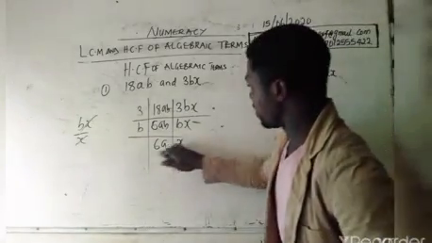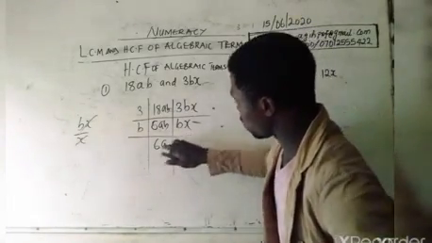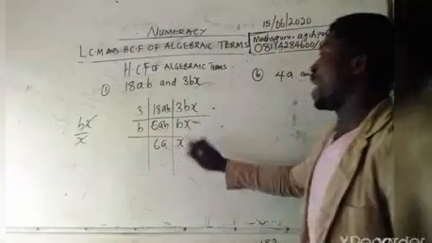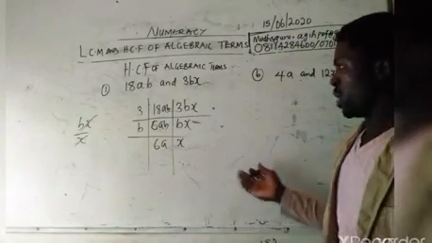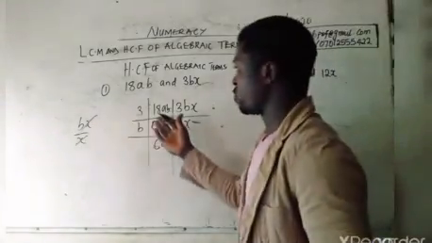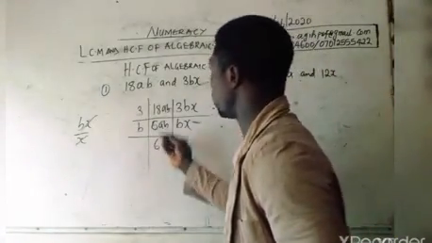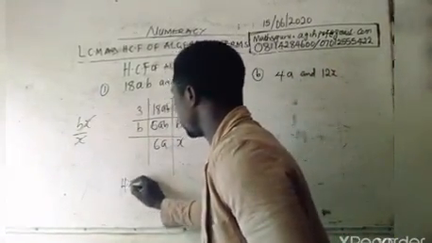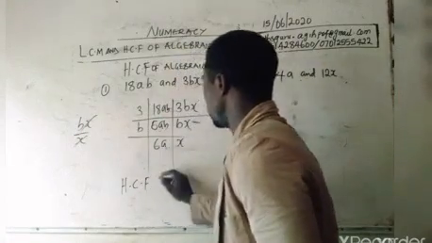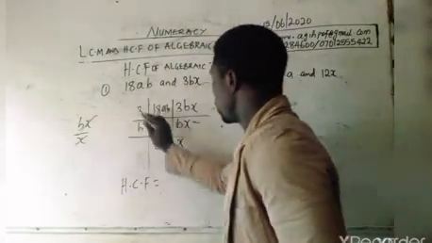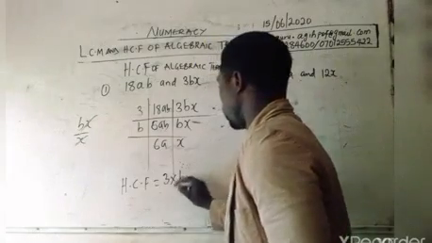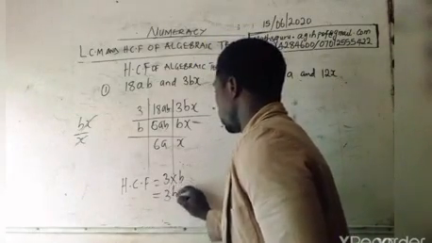Now, what is a term that we can think of that is common to both 6A and X? No other term. So we cannot move further from here. We simply multiply what we have here to give us the HCF. HCF of this will be equal to 3 times B, which will give us 3B.